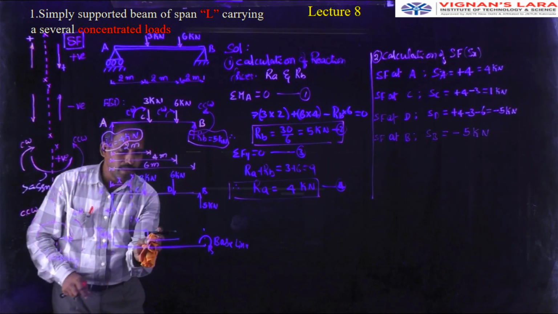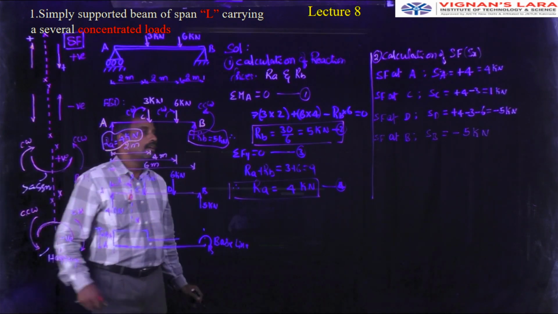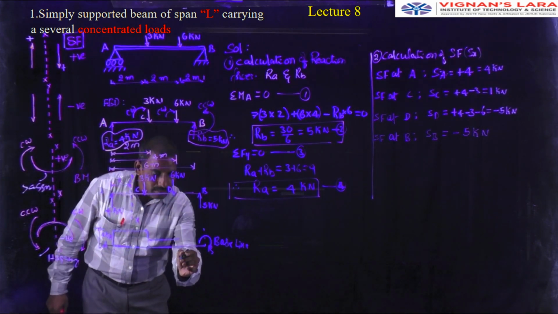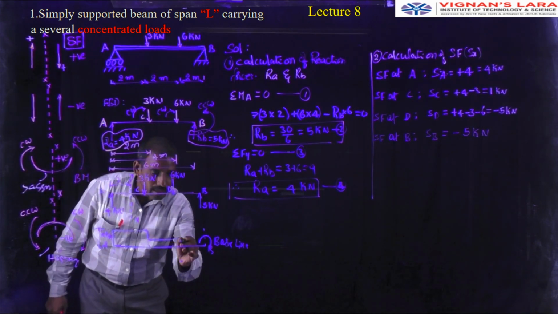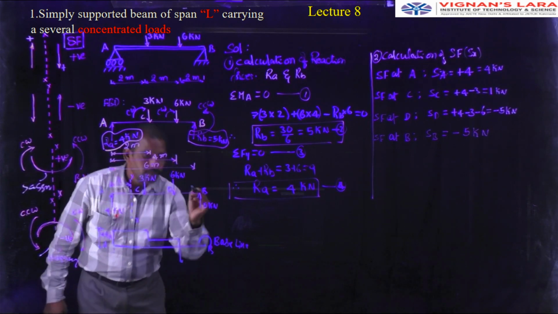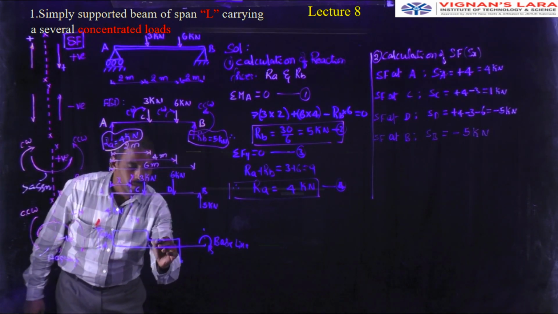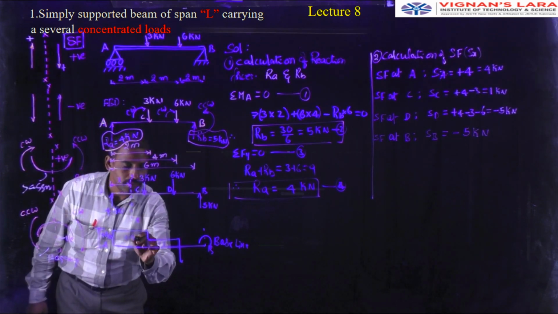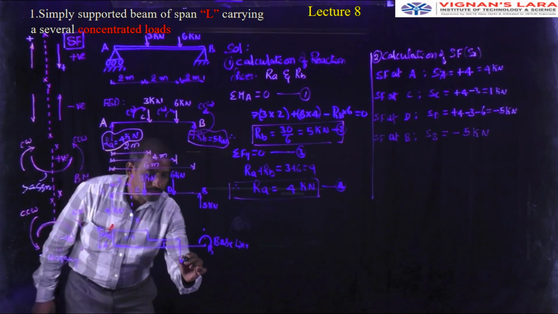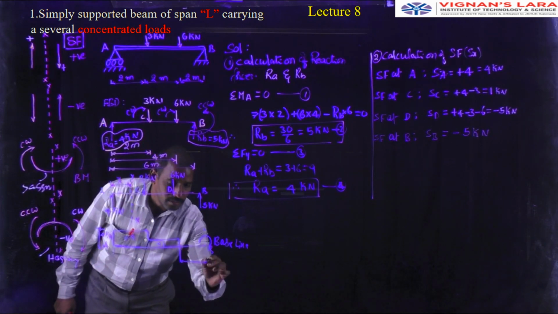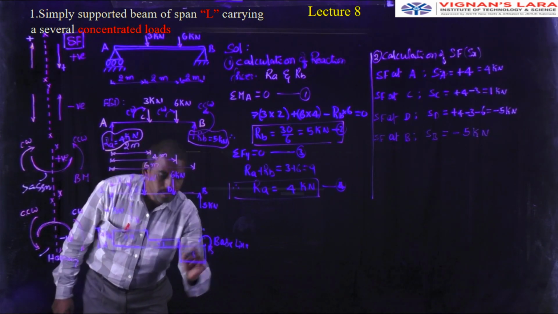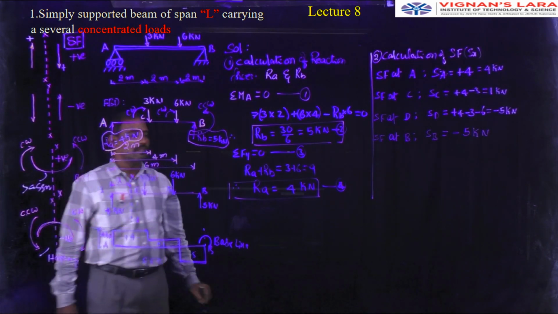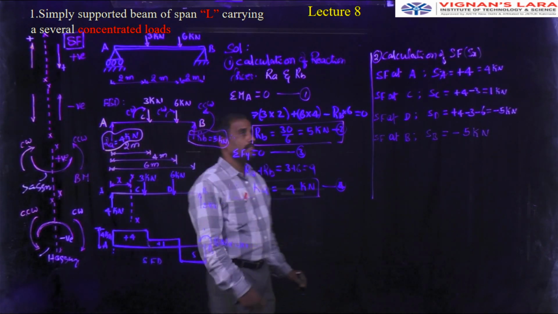Then what about the magnitude of the shear force at D? That is minus 5. You measure the 5 below the baseline. This is plus 1, this is plus 4. Definitely it becomes minus 5. So this is the shear force diagram.